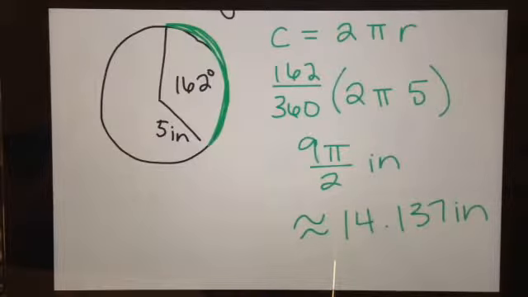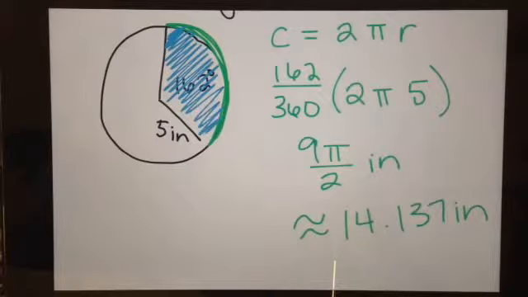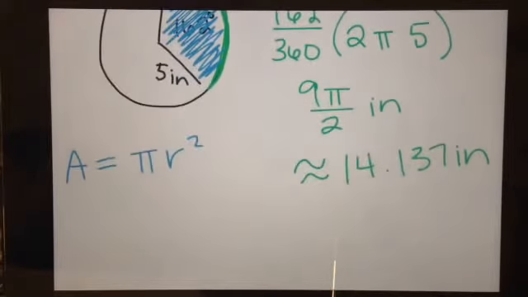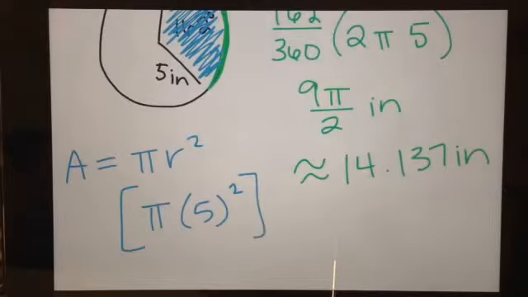The other thing we'll find is sector area. So the sector area is saying, what is this whole area right in here? And we're going to find it in a similar fashion, but now we're talking about area. So we have to remember that area is pi r squared. So the area of the entire circle would have been pi times 5 squared, but we're not talking about the entire circle, we're talking about just that percentage of it. And the piece of it that we're talking about is 162 degrees out of 360 degrees.